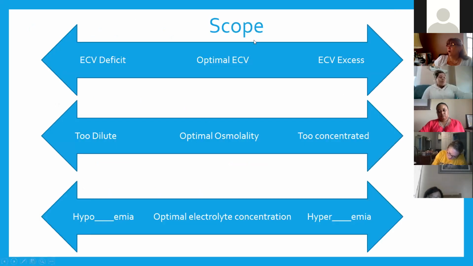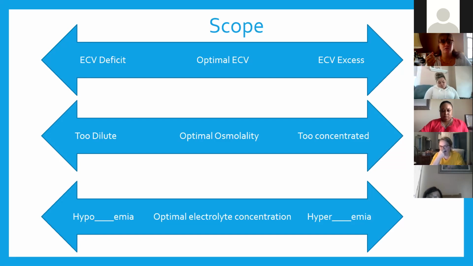All right, so optimal extracellular volume, deficit and excess we just did. Osmolarity is the concentration of the blood, too dilute or too concentrated, okay? And then we want to maintain optimal electrolyte concentration. If it's too low, it's hypo-emia. The word E-M-I-A means blood. So when you're looking at medical terminology, anytime you see E-M-I-A, that means blood. So hypo is low, emia is blood.